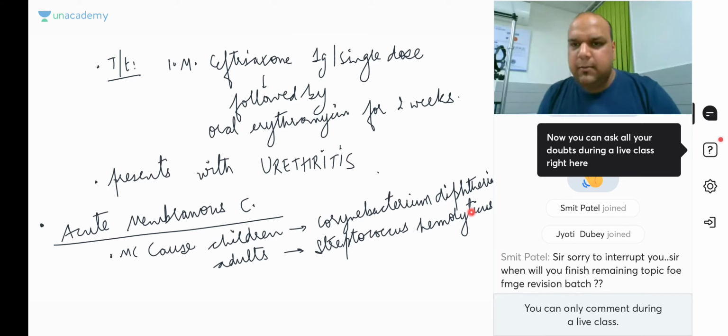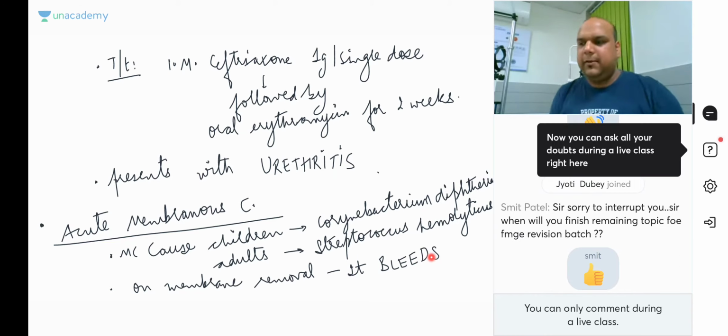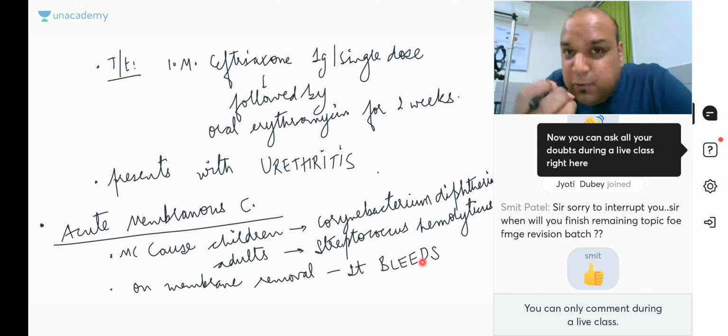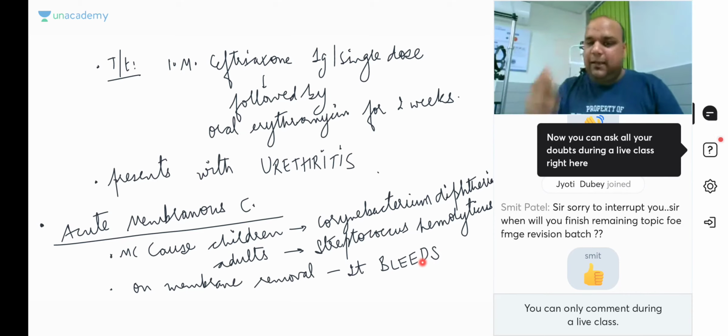Most common cause in children, most common cause in adults. Done, everybody? No confusion about this? Now, in acute membranous conjunctivitis, please remember that on membrane removal, it bleeds. It bleeds because the membrane has become fused with the underlying structures, after necrosis. So when you try to remove the membrane from the inside of the conjunctiva, the blood vessels will be ruptured and there will be a lot of bleeding. Am I clear, everybody?